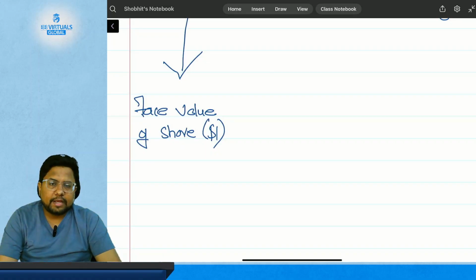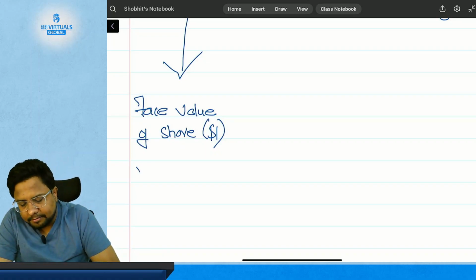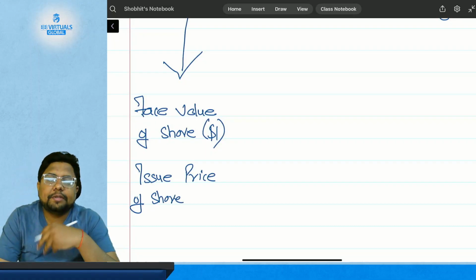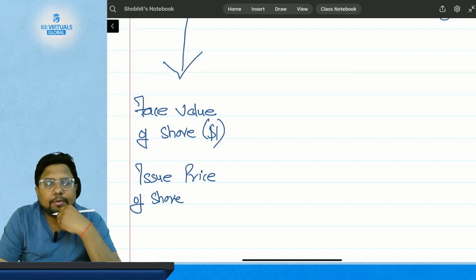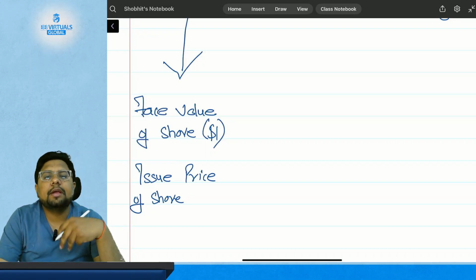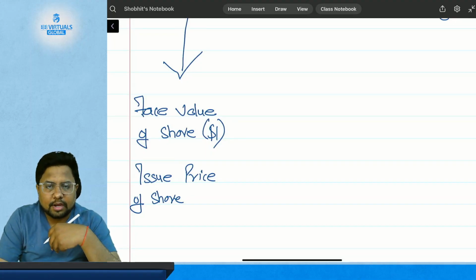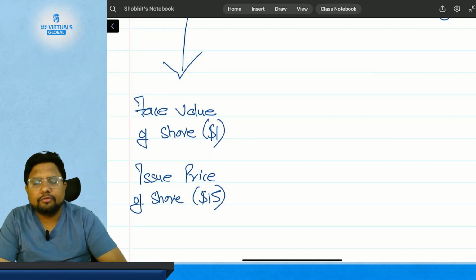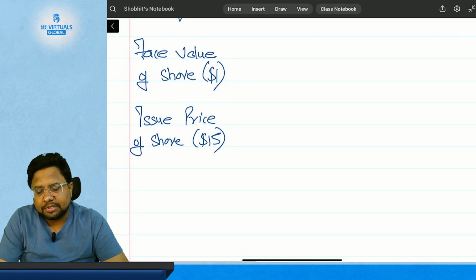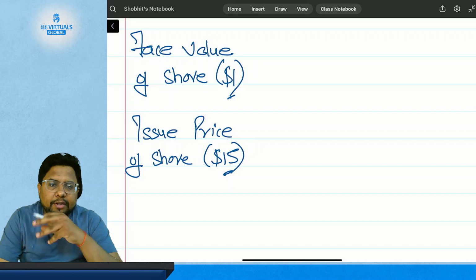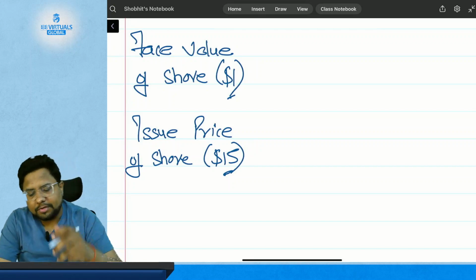Then we have the issue price of the share. That is the price at which shares are later issued to other people or subsequently issued to the public, which is typically higher than the face value. Suppose the issue price of the share is now $15. So whoever is going to purchase the share needs to pay $15, of which $1 is for the face value and the remaining amount is for the premium.